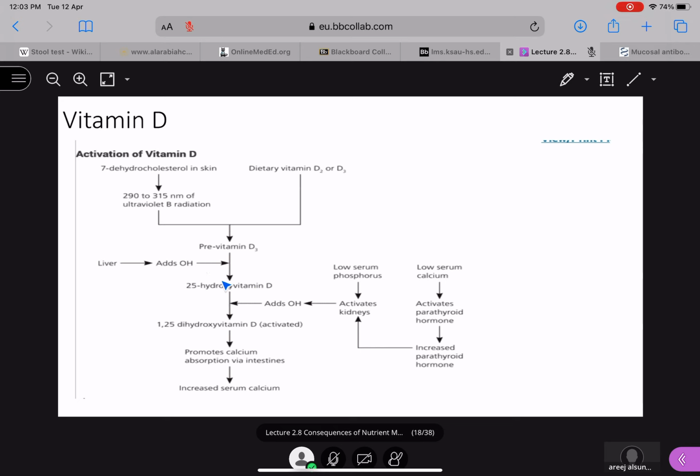And this is the inactive form of vitamin D. This will go to the kidney, and another OH molecule will be added, and it will convert it to an active vitamin D, which is 1,25. This vitamin D acts as a hormone because it will promote the absorption of more calcium from the kidney and from the intestine, and this will help increase calcium in the serum, which will be used in bone mineralization.